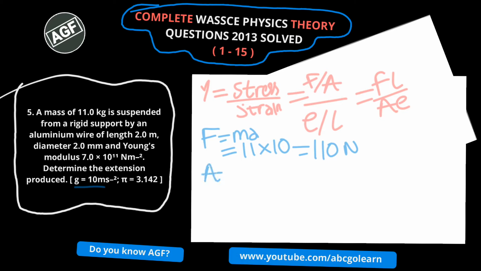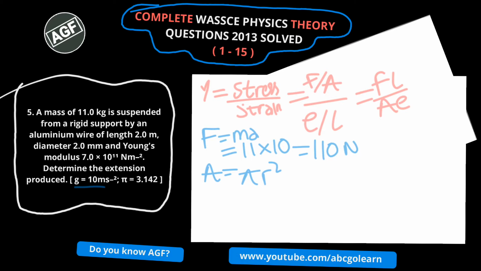So what is the area? That's the next one we'll get. How to get the area? The formula to get that very area is pi r square. If you check it very well, we're actually dealing with aluminium wire. So the area will be pi r square.